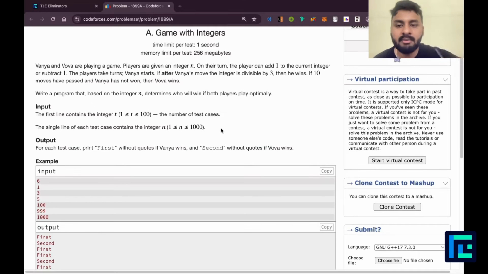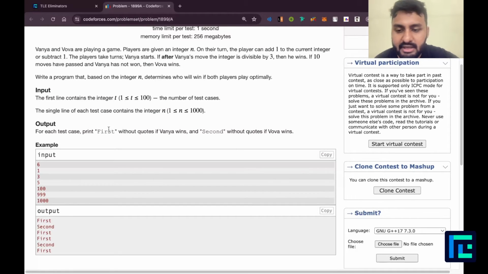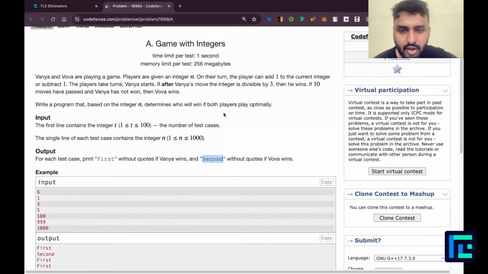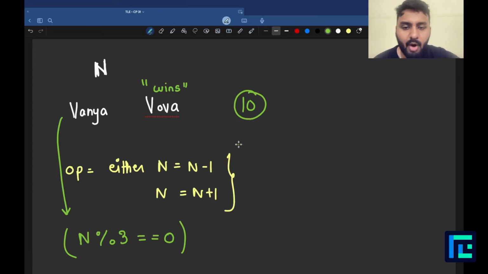Now to determine which player is winning, what we are trying to print is either we print first, because that would mean Vanya wins, or you print second, that would mean Vova wins. So it's just a requirement in the question to print first and second instead of Vanya and Vova. That's not a problem. First we need to understand how do we actually come up to this conclusion. Alright, so now we have understood the problem in a generalized manner.